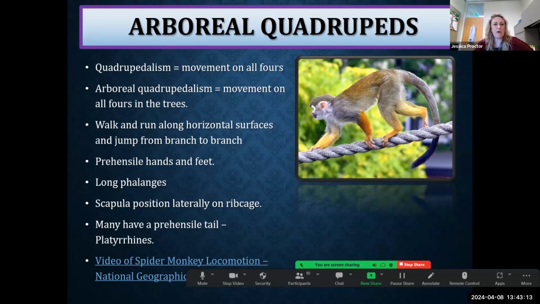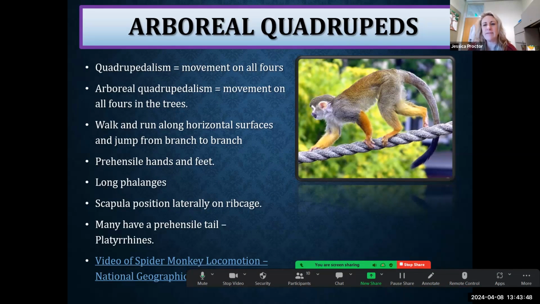Okay. So arboreal quadrupeds tend to walk and run along horizontal surfaces and jump from branch to branch. They have prehensile, remember that term prehensile simply means grasping ability, hands and feet. They tend to have long phalanges, and they tend to have a scapula, which is the shoulder blade. Their scapula tends to have a slight lateral orientation on the side of the body. And most of the arboreal quadrupeds also have that specialized feature called the prehensile tail.